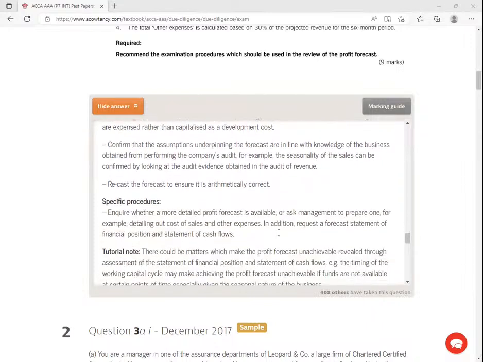Specific procedures: inquire whether a more detailed profit forecast is available or ask management to prepare one. For example, detailing out cost of sales. You know, they gave me the cost of sales up there. I would want really to dig in and get to see whether we have got more information regarding those items. Very important.